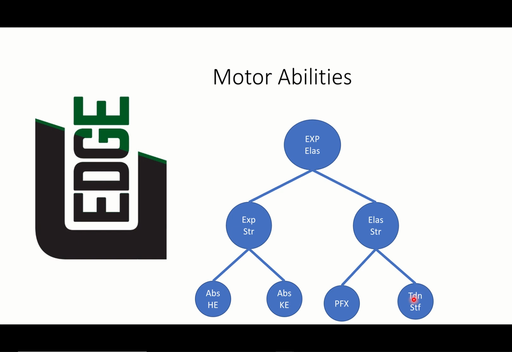However, as the movement itself develops, new motor qualities begin to emerge and manifest. Once you have absolute strength developed, then you can develop explosive strength. And once you have explosive strength and elastic strength, you can actually develop explosive elastic strength. So there's a great example of this.